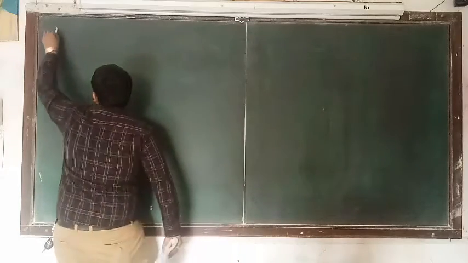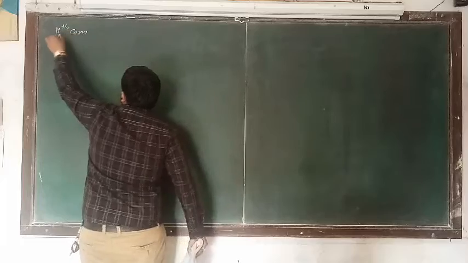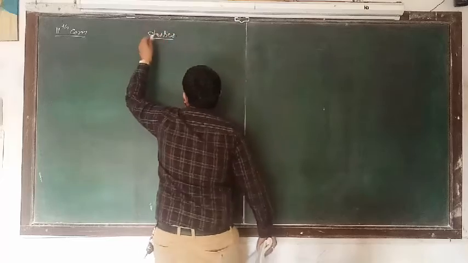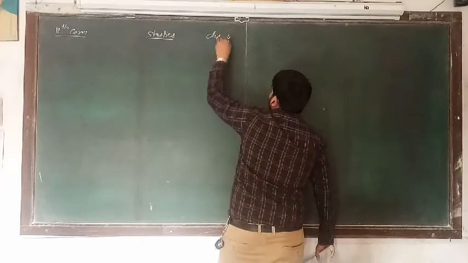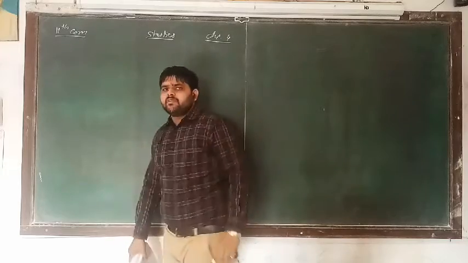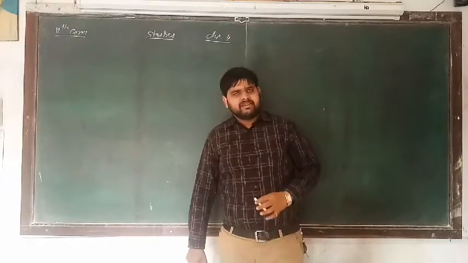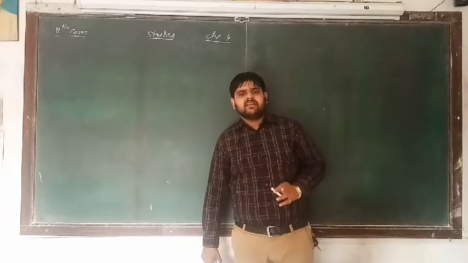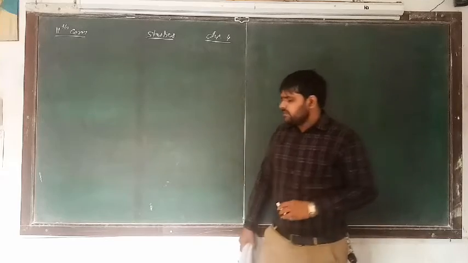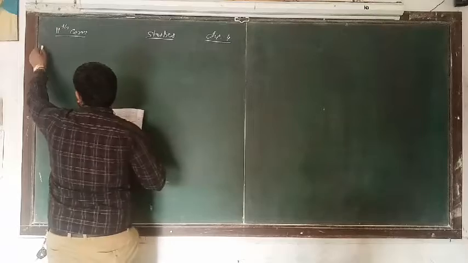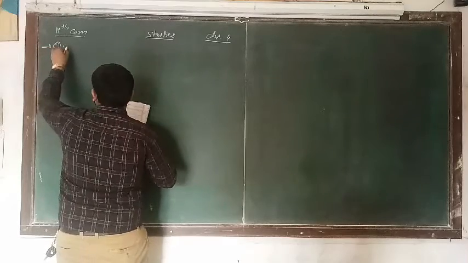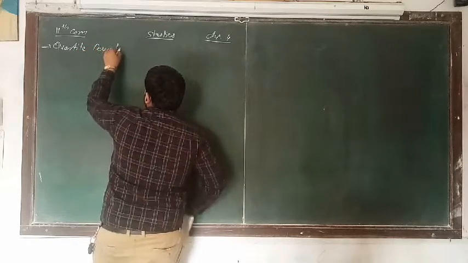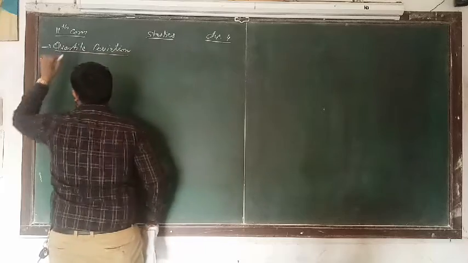Standard 11 Commerce. Subject Statistics, and chapter number 4. In chapter number 4, we have completed range and coefficient of range, as well as the advantages and disadvantages of range. Today the second topic that we have to study is quartile deviation.